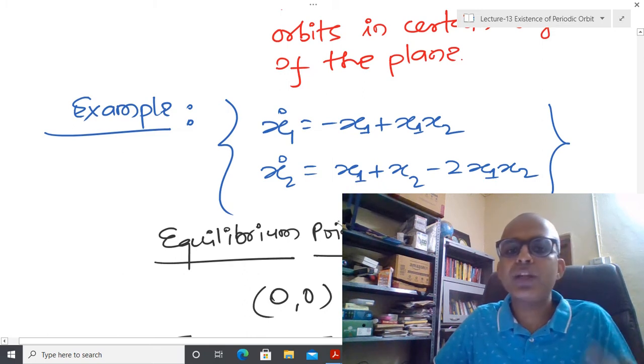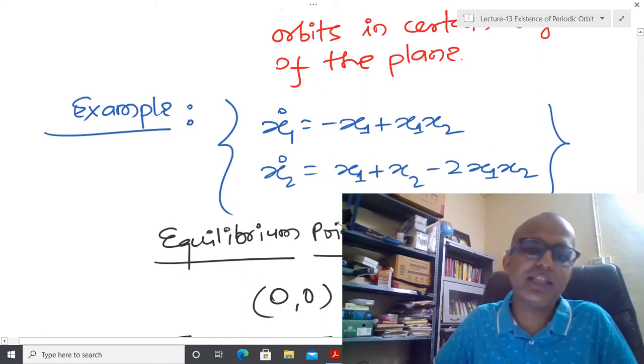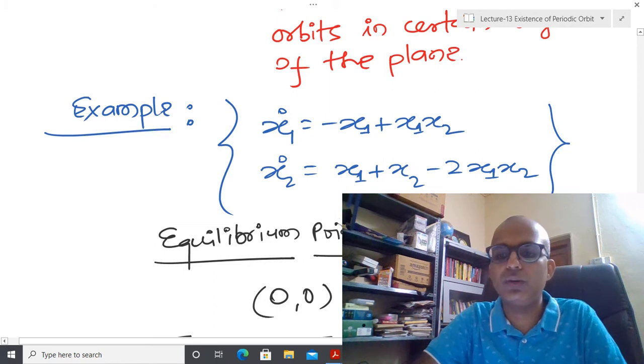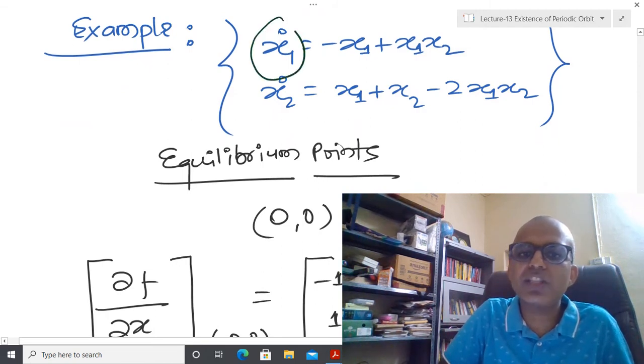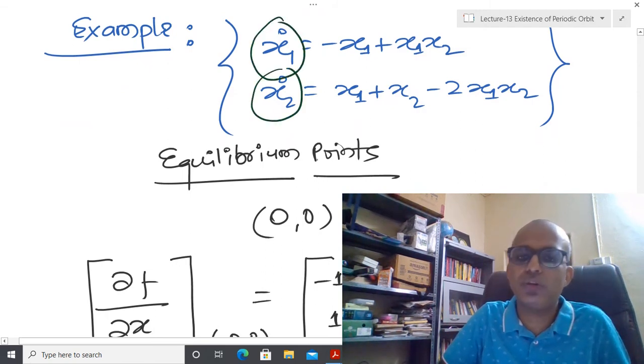So most of the time now I am going to talk about nonlinear systems, and this is also a course on nonlinear systems. You can see that I have two isolated equilibrium points. How to calculate the equilibrium point? Just put x1 dot equal to 0 and x2 dot equal to 0. So the equilibrium point is 0, 0.